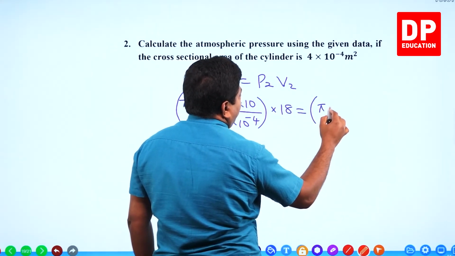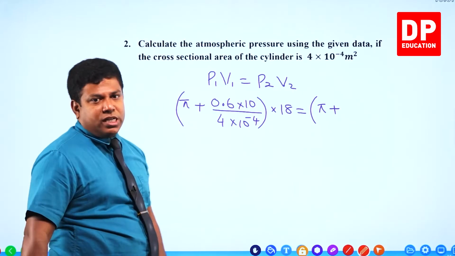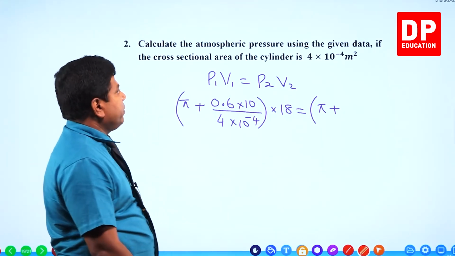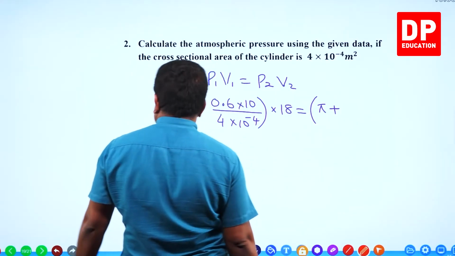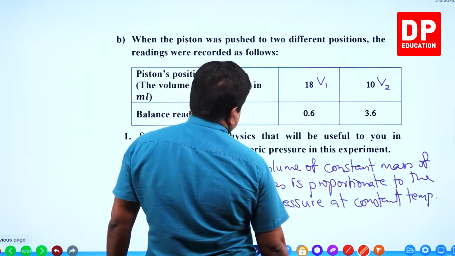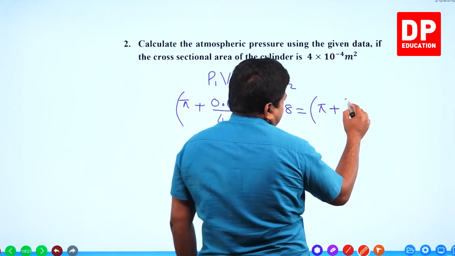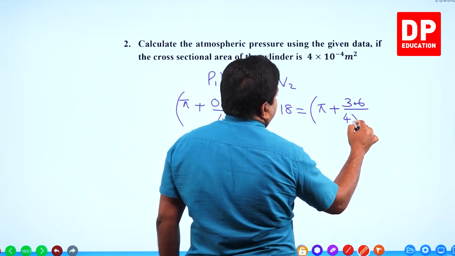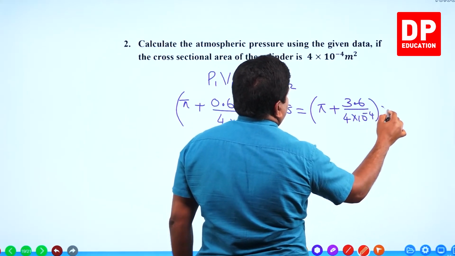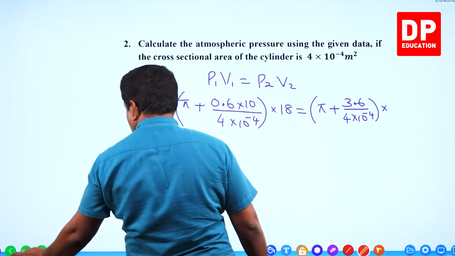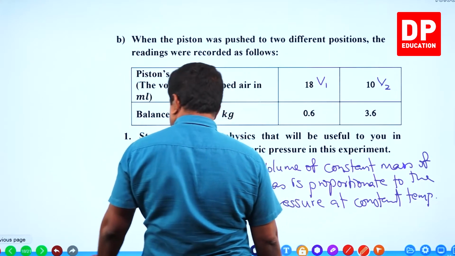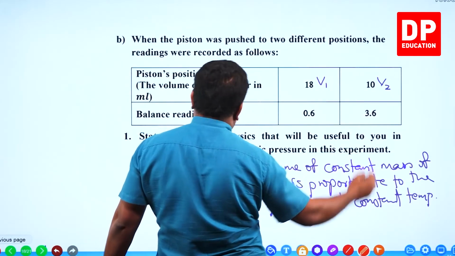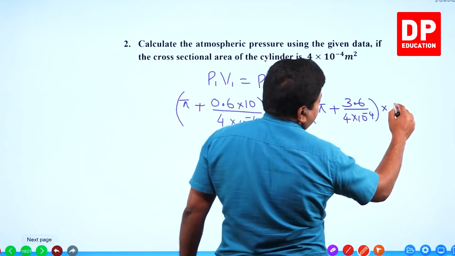Next time pressure, don't forget to add this, the atmospheric pressure. Whatever the pressure, additional pressure you are giving is on top of the atmospheric pressure. So Pi plus, next time what's the reading? 3.6, is it? Yes. 3.6 over 4 into 10 to the power minus 4 into volume this time. Volume this time is not 3.6, it's 10. It's 10.